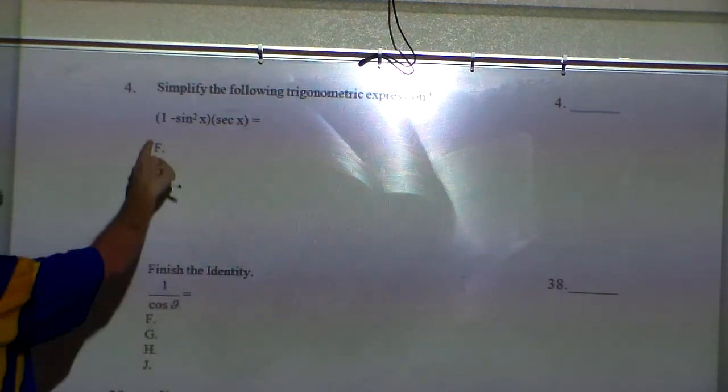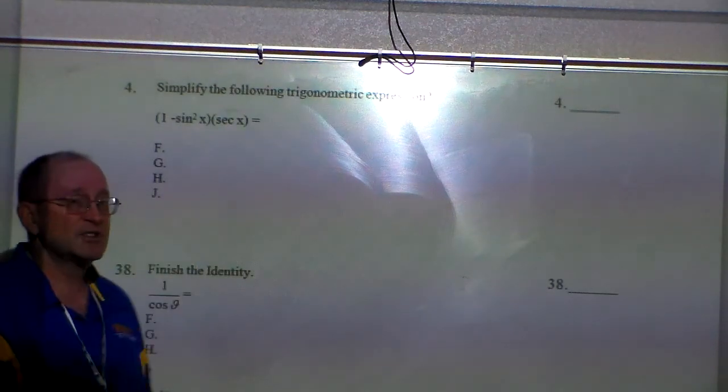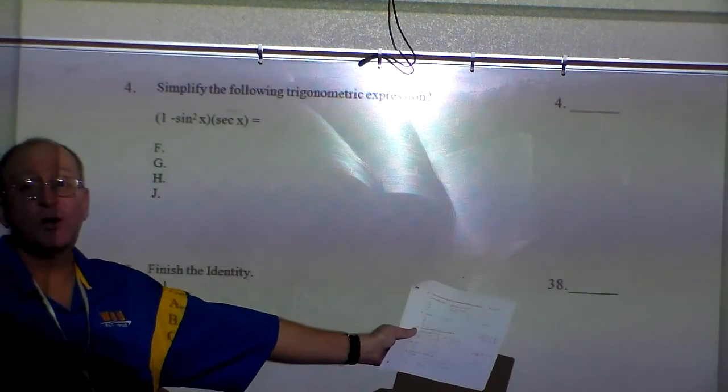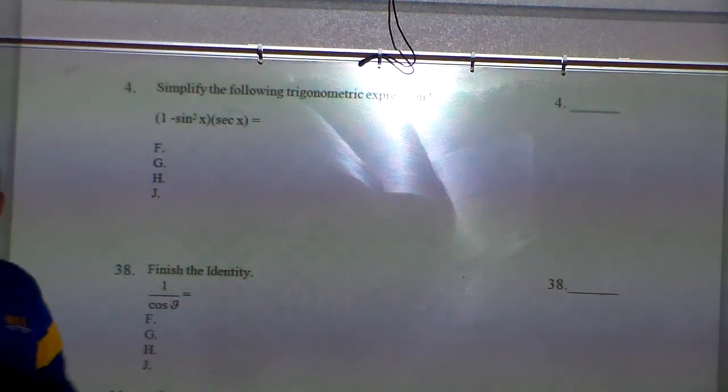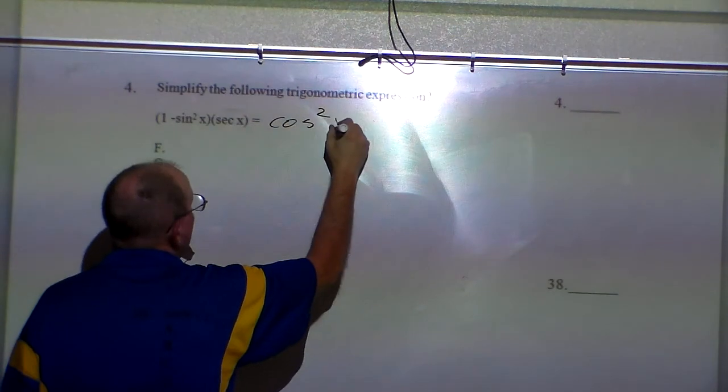And one thing that would help is we have 1 minus sine squared right here. Does anyone remember what 1 minus sine squared is equal to? It's one of the Pythagorean identities. When you see squares, think Pythagorean. And 1 minus sine squared is equal to cosine squared.